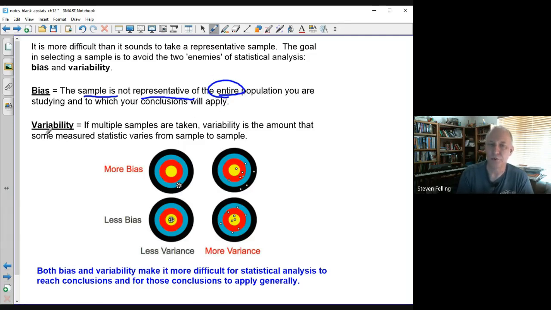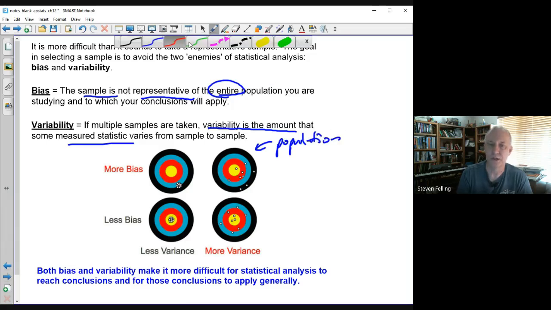And then the other thing is, when we take a sample, we know that there's variation, right? But you want that variation from sample to sample to be as small as possible. So let's imagine that this target represented some population. The target represents the population, and we're taking a sample out of the population, okay? So a really good sample would be this one down here. Let me mark in green. This is the best sample down here.